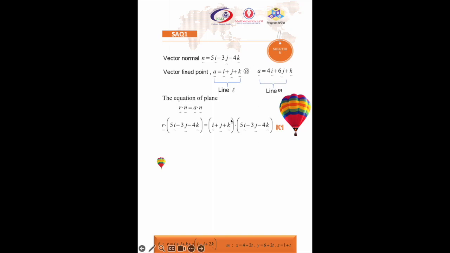And you have to write your answer into the equation of the plane. So you need to have a fixed point on the plane. So you can take either from the L or from the M. So (4, 6, 1) and ijk is the same. So here we use ijk. So once you write that in this form, you're going to get 1 mark. And then once you have solved the right hand side, you're going to get 1 mark. And once you do the left hand side, you're going to get a final 1 mark.